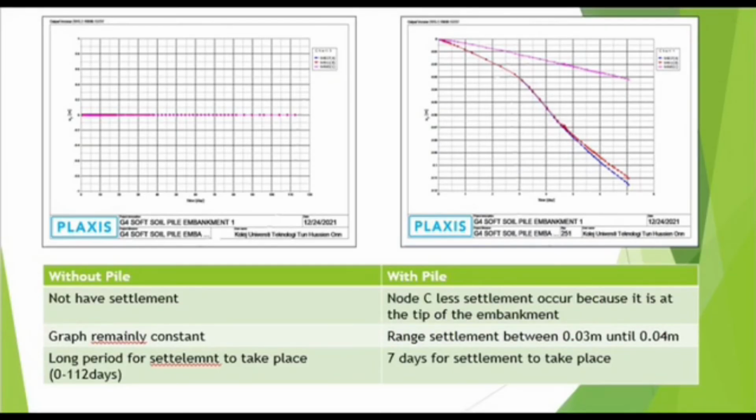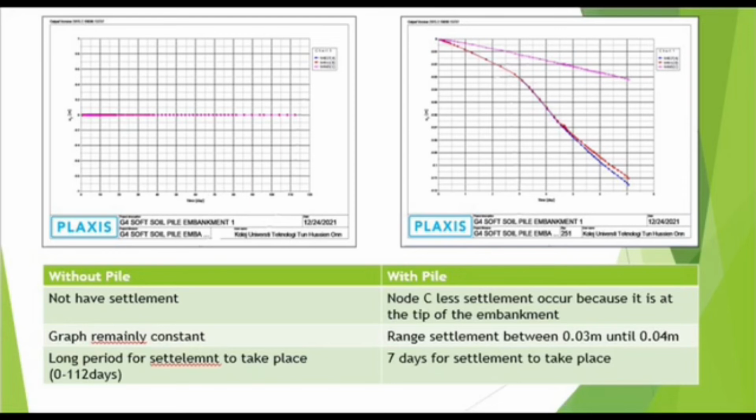Okay, so for the settlement without pile, based on the graph below, the graph is time against settlement. There is no settlement, since the graph remains constant at 0 from day 0 to day 112. So it will take a long period for the settlement to take place.